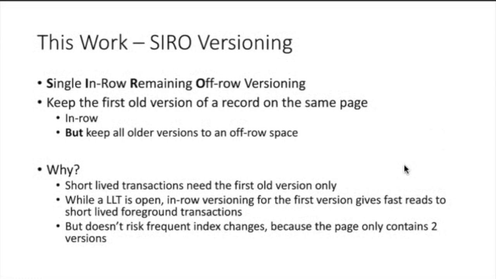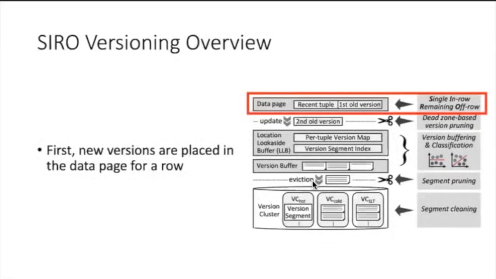But when we move all the old versions somewhere else, we can avoid these frequent index changes that we might get with normal in-row versioning, because we only have 2 versions on the page.